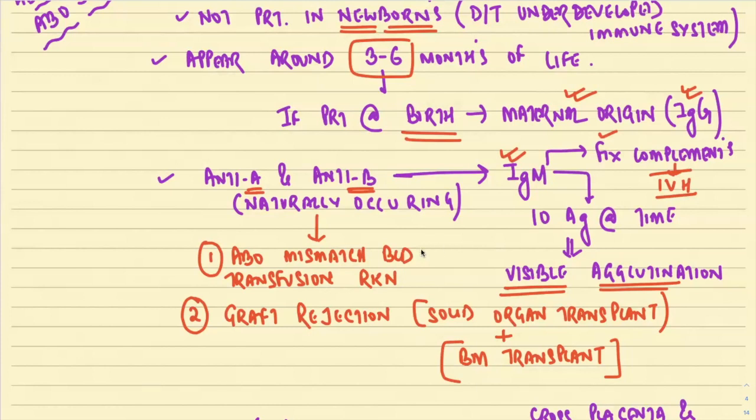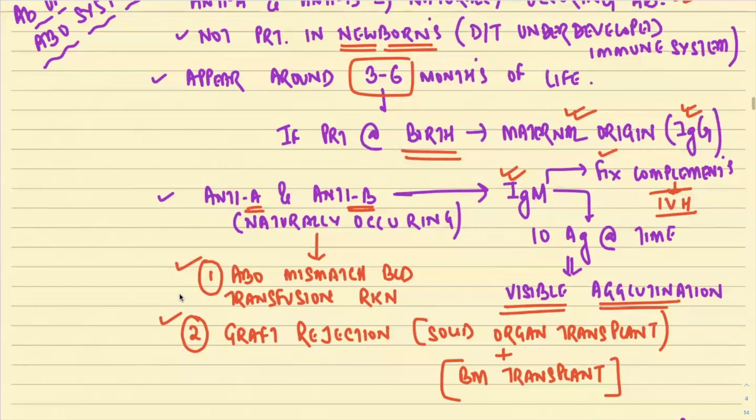So this naturally occurring IgM antibody is responsible for the ABO mismatch blood transfusion reaction. Also, it is responsible for graft rejection in case of solid organ transplant, or in case of bone marrow transplant as well. So if an ABO mismatch is there, then all these reactions are going to occur. Now remember, the naturally occurring antibodies are always of IgM nature.